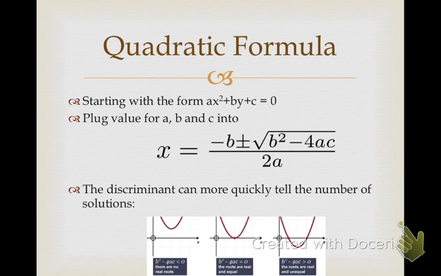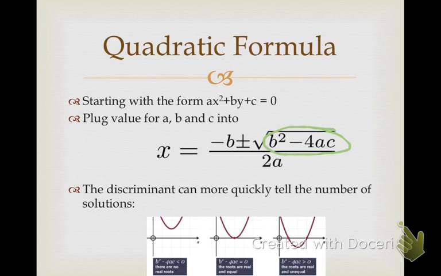Sometimes you find you'll need the quadratic formula. Again, start off with ax squared plus bx plus c and plug a, b, and c into the quadratic formula. Please remember that the entire right-hand side is over 2a. You might also remember that there's this thing called the discriminant. It's just the stuff that's underneath that square root sign, the b squared minus 4ac.